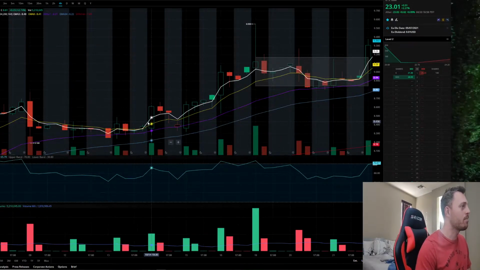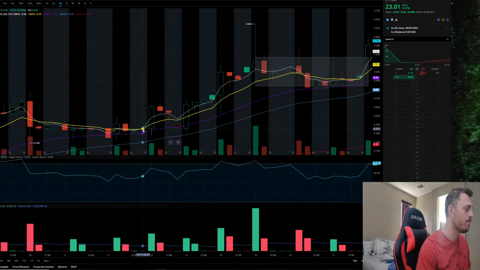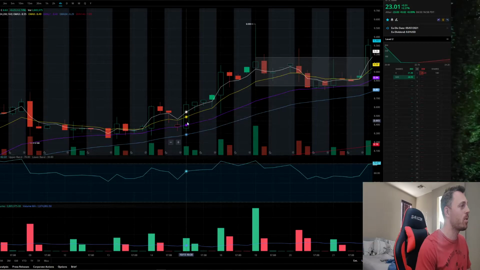And that setup is this beautiful arch right here. We have the 3 below, it crosses above the 8, makes a nice little arch, pulls back, touches, and does not cross below the 8 EMA. That is crucial. It has to stay above. And then we'll see buyers stepping in to create the second arch. Once you have these buyers stepping in, this is where I will make that trade.